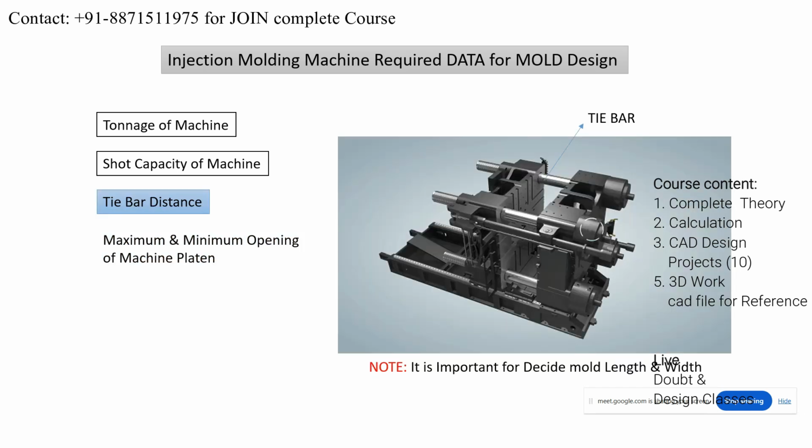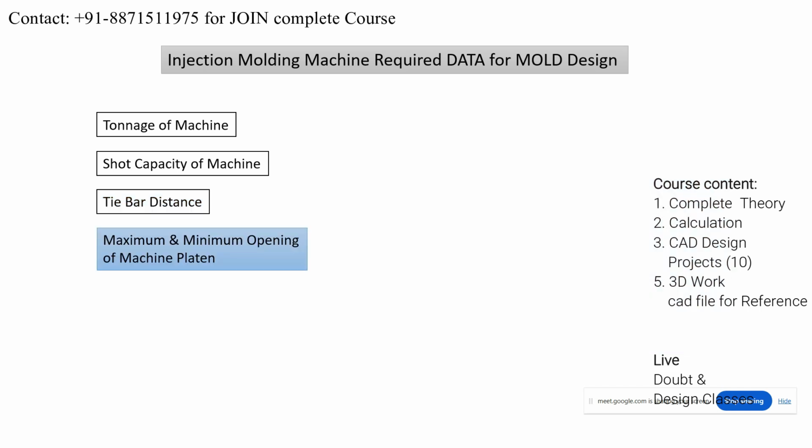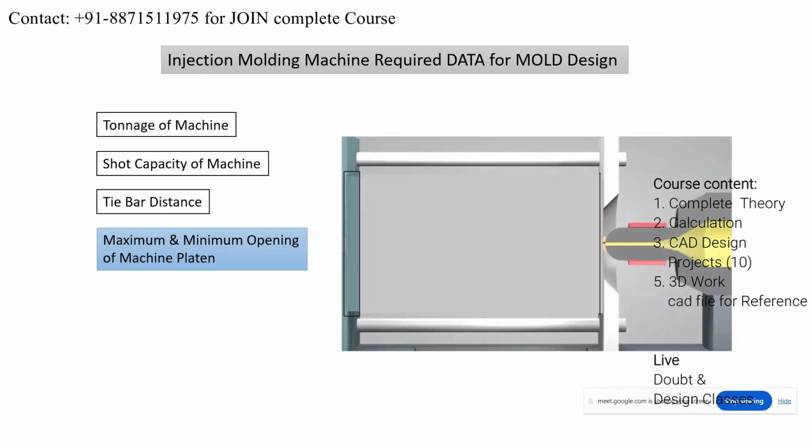And the maximum and minimum opening of the machine platen. What is the meaning of this? For example, this is the machine here, and here you can see that this is the moving platen, where the moving part of the mold will be clamped, right? And here this is the fixed platen, where your cavity portion or the top plate will be clamped, right?